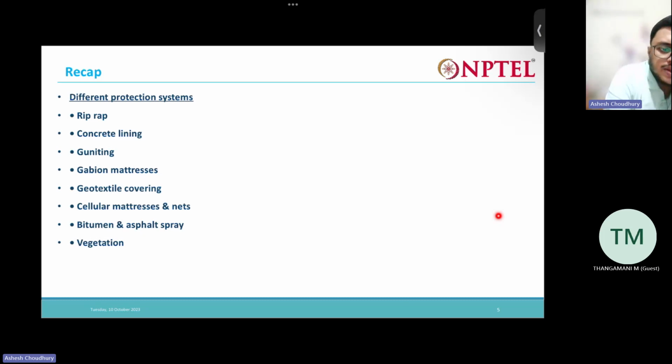We will discuss that. Cellular mattresses and nets. Cellular mattresses means geocell. We can place geocells over slopes also. Then bitumen and asphalt spray. If we spray bitumen, it will hold the soil in place. You can imagine, it will make a hydrophobic coating kind of thing, so that will prevent the erosion.